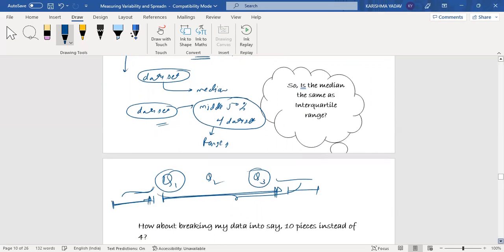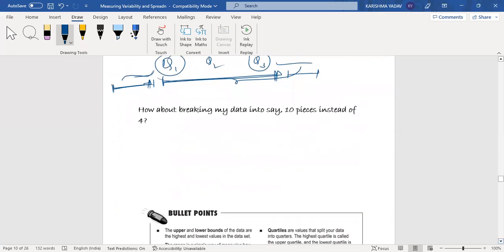So what is the next question that arises? How about breaking my data into 10 pieces instead of 4? In the quartiles we split the data into 4 parts. Now the question is, can we split the data into further parts? Yes, you can. There are many times when you want to do this, for example when you have outliers, or data that is much bigger than the rest. Then you split the data into more parts, say 10 parts.